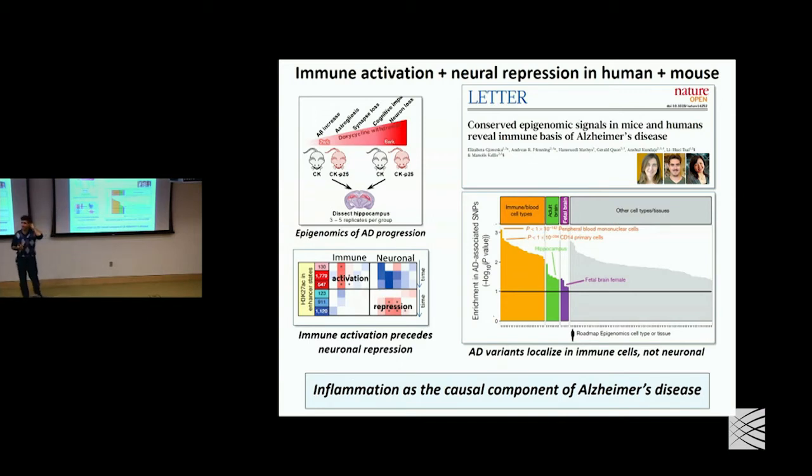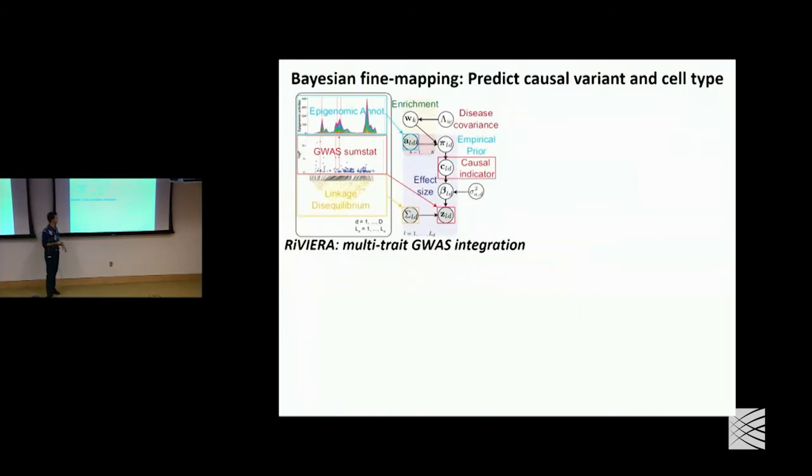So that basically says that the changes that are happening in the immune cells precede any change in the neurons. It's not that inflammation is a result of the neurodegeneration and the neuronal loss. It's the other way around. The immune changes precede the neuronal changes. So that basically shifts the therapeutic focus on inflammation as a causal component of Alzheimer's disease.